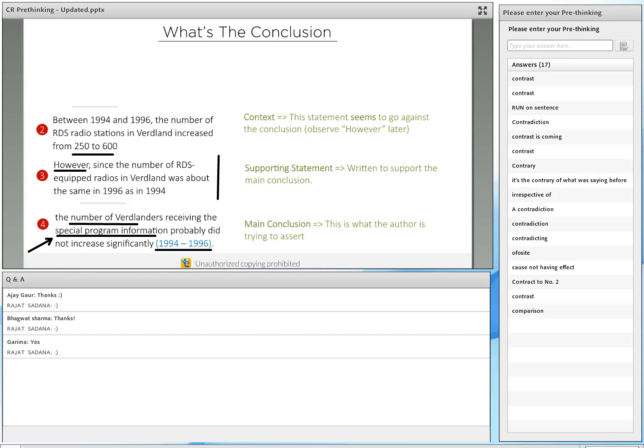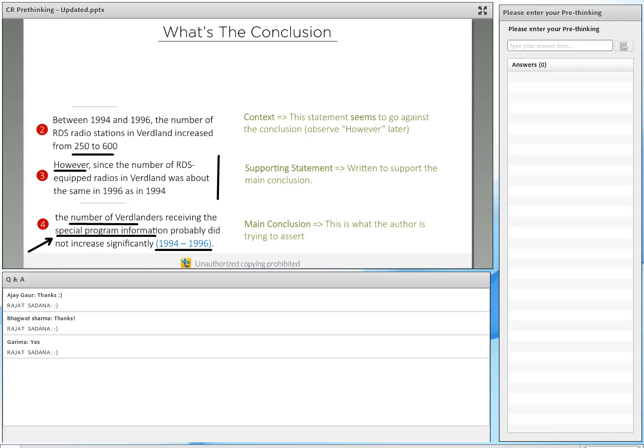And this is something which is really important. Why? Because if you do some deep logical thinking, statement number two kind of goes against what the conclusion is saying. Another way to look at it is three seems to support the conclusion and two goes against three. So two probably goes against the conclusion as well. The enemy of my friend is most likely my enemy.